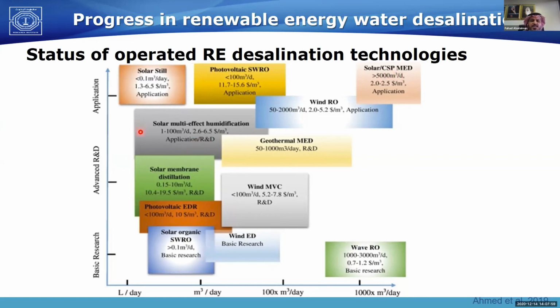And for the advanced R&D, we have solar multi-effect humidification, which can work for small and medium scale, and still the price is relatively expensive. We have also wind RO, which can be used for medium scale. And just moving further down, we have also solar membrane distillation. However, it is still relatively expensive. And we have wind mechanical vapor compression, which is also relatively expensive. And we have other technologies like solar organic seawater RO, wind ED, and wave RO. So at the top of the figure here, these are promising technologies that are either demonstrated or have already been tested at real scale or large scale demonstration levels.